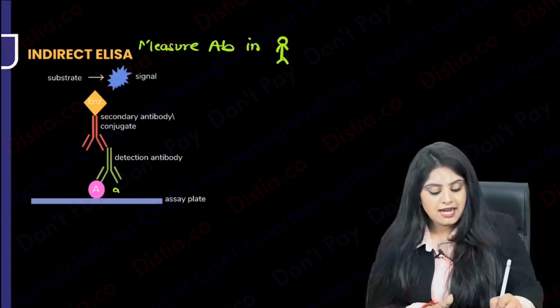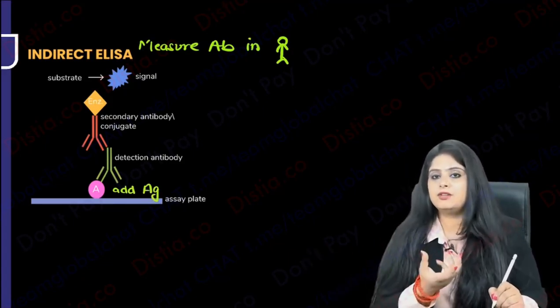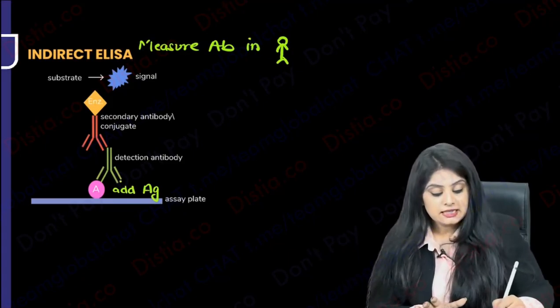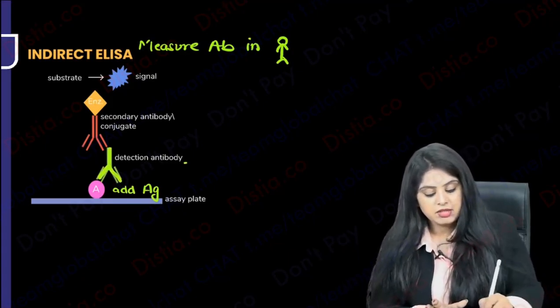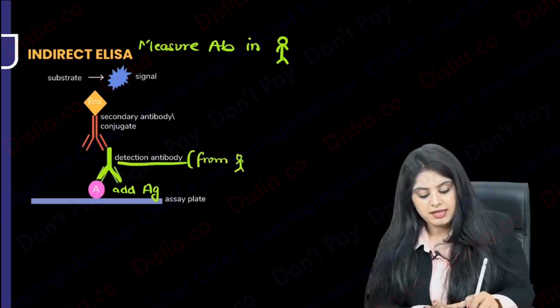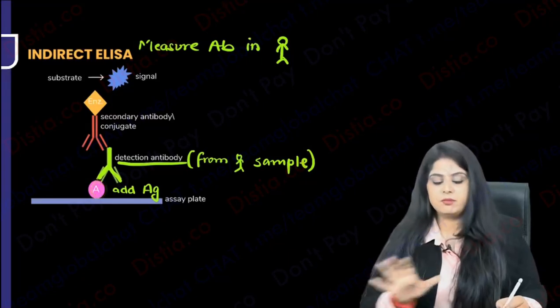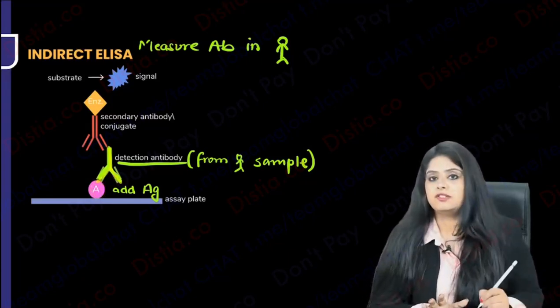So now you will add antigen on your own from your lab. The machine manufacturers will give you the antigen. Then you will add the antibody from the patient sample because you want to test whether he has the antibody or not. So you'll say, ma'am, antigen I contributed on my own. Then I added the patient sample.